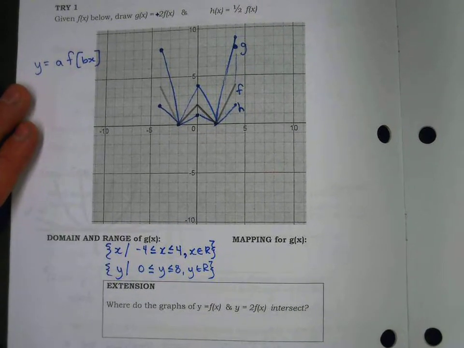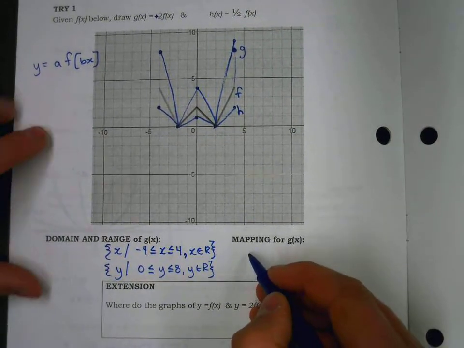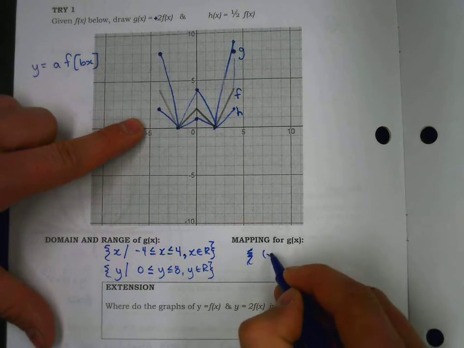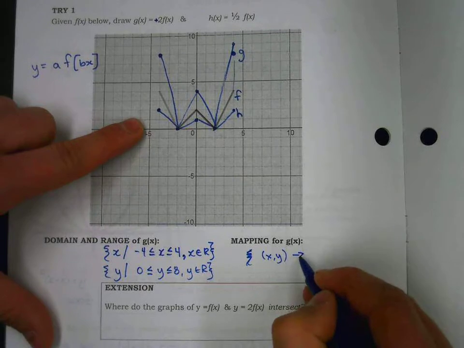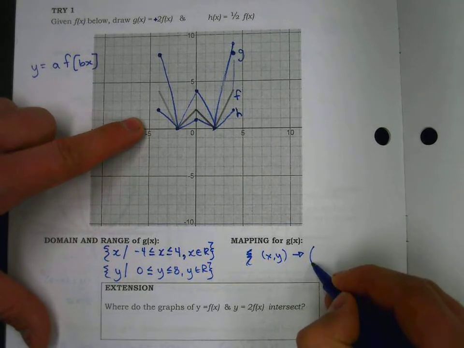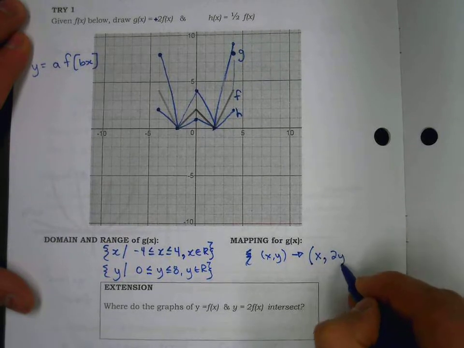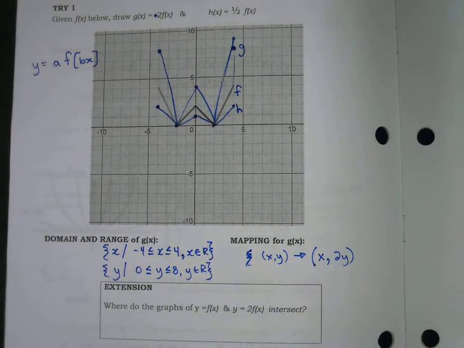What's the mapping notation for g of x? All of the x, y values are becoming x, 2y, times 2 only on the y values, and so there's an effect on the y values.